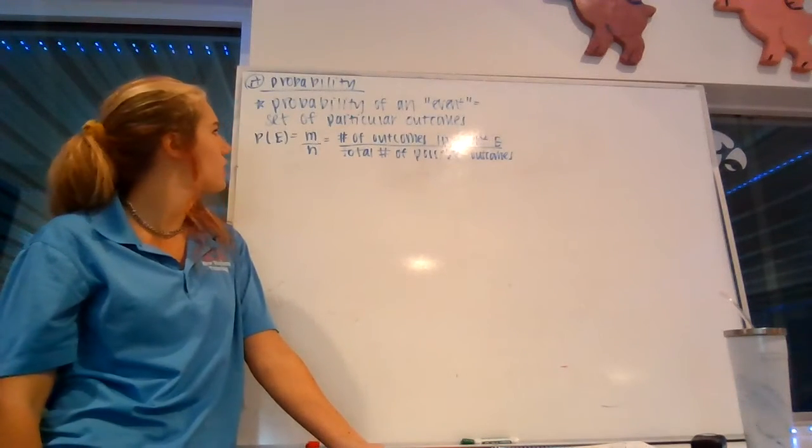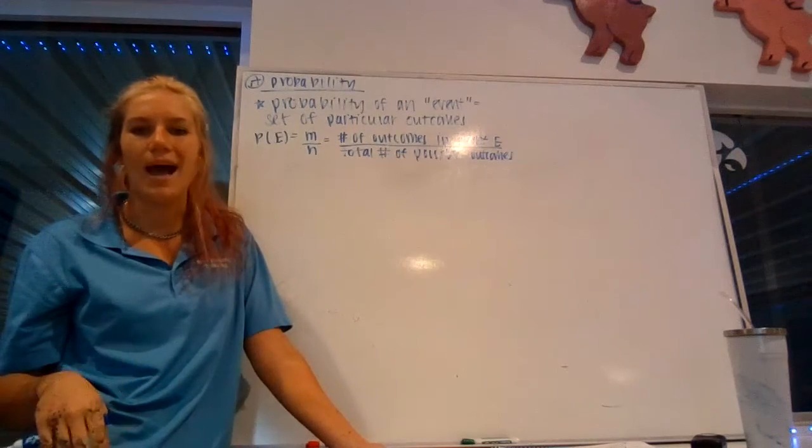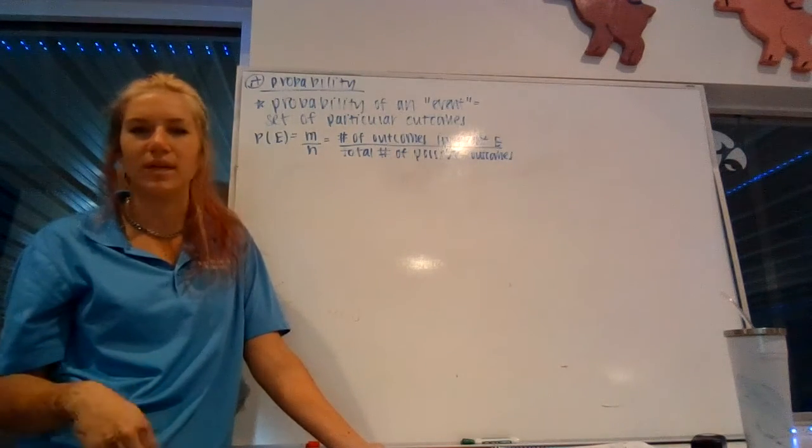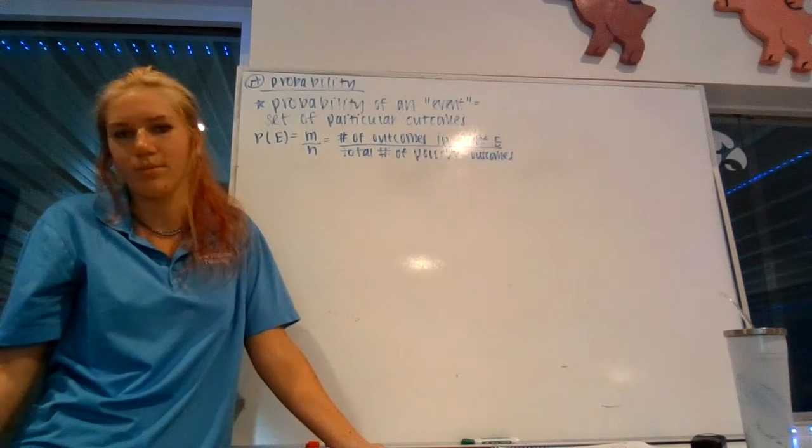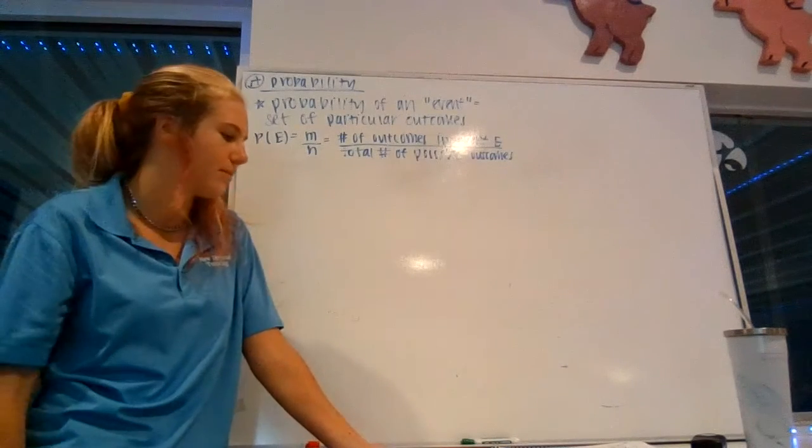And typically you're going to just keep probabilities in fraction form. You don't really see it written as a decimal or a percent. That's just the way that probabilities work. That's typically how you represent them, just as fractions.